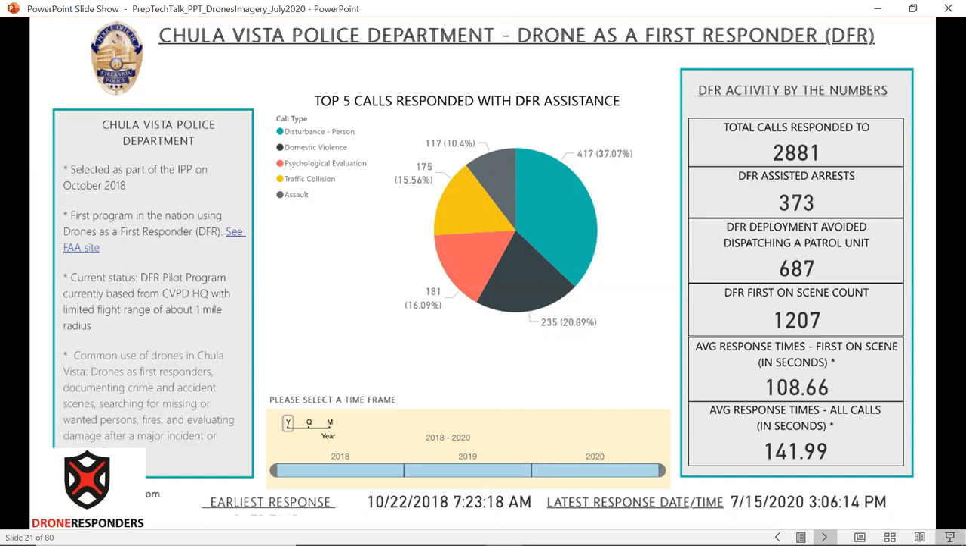assisted in 373 arrests, deployed in the time where they could avoid dispatching a patrol unit 687 times, first on the scene 1,207 out of the 2,881 times, with the average response time when they're first on the scene of 108 seconds. So you start seeing that they're able to get over a situation, determine if it needs to be increased in priority, decreased in priority, even return units to service. And I know that the Chula Vista Fire Department is now involved with that as well. So we're curious to see how that plays out and what kind of role it helps them as they're looking at incidents.